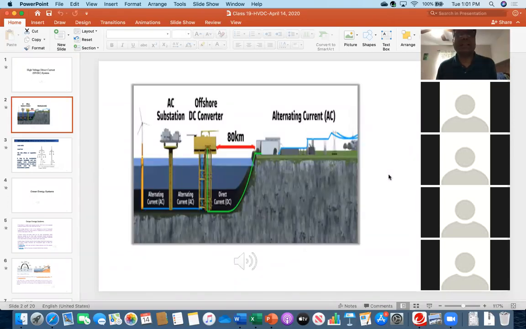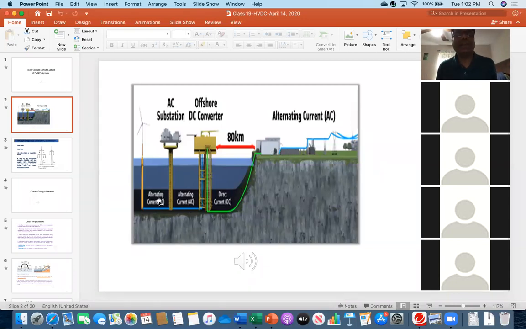Everybody see this picture. On the leftmost side, you can see there is a wind turbine system placed inside the ocean. This is an example of an offshore wind farm, and that offshore wind farm is connected to the onshore, that is the mainland grid system.